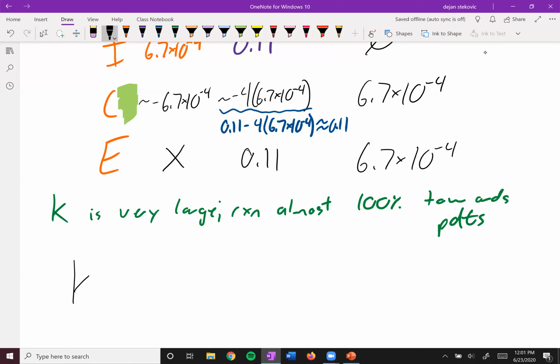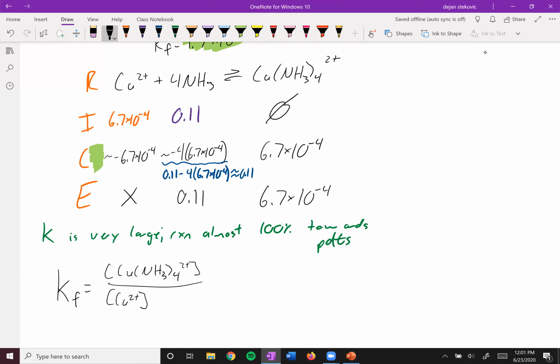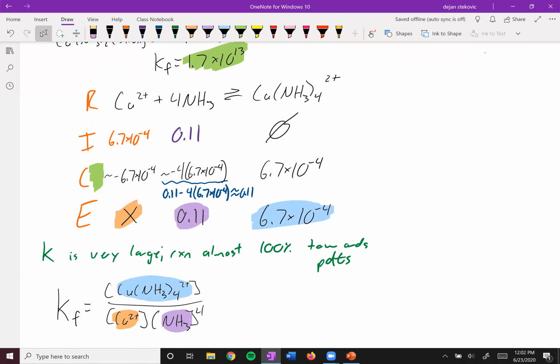And so now we can write our equation for our Kf. Our Kf is going to be equal to the concentration of our products, which in this case is this copper tetraamine, over top of our copper, times the concentration of this ammonia to the 4th. And then what we have to do next is just simply plug in our numbers. So the concentration of copper is going to be x. The concentration of our ammonia is going to be 0.11. And then the concentration of our complex is going to be the 6.7 times 10 to the negative 4. And then, of course, we know all of this is equal to our original Kf, which was 1.7 times 10 to the 13, right?